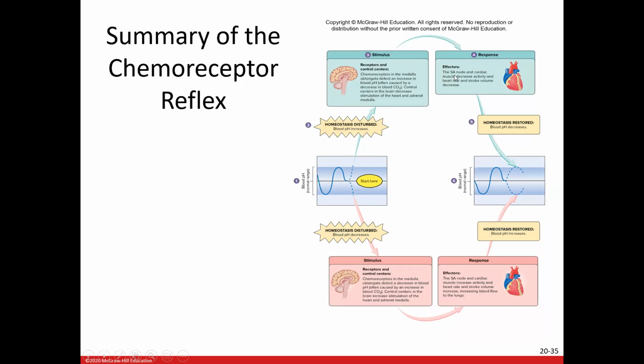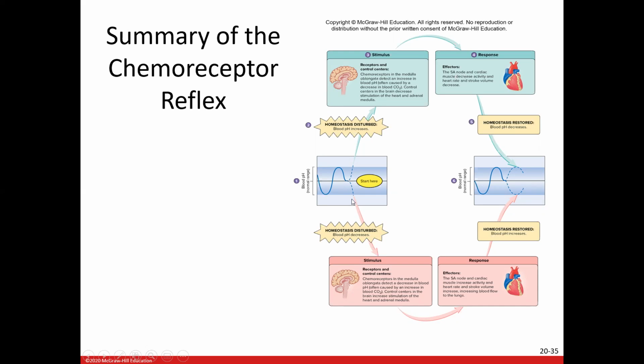So for the heart stimulation, it's going to basically tell the sinoatrial node that we need to decrease the action potentials fired, which is going to decrease the heart rate and stroke volume overall, ultimately leading to a decrease in blood pH levels.